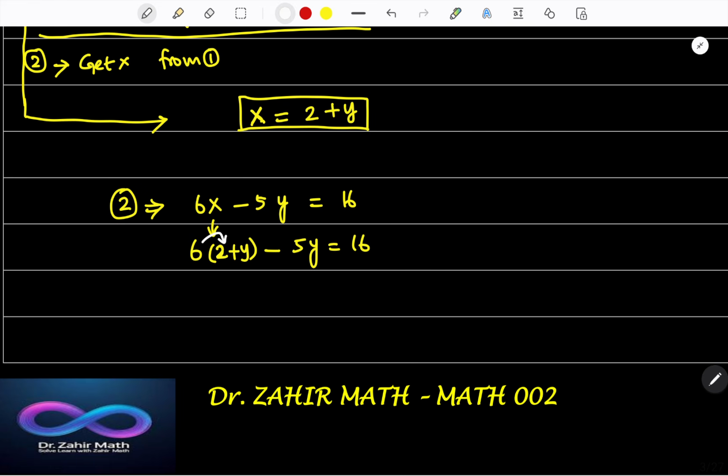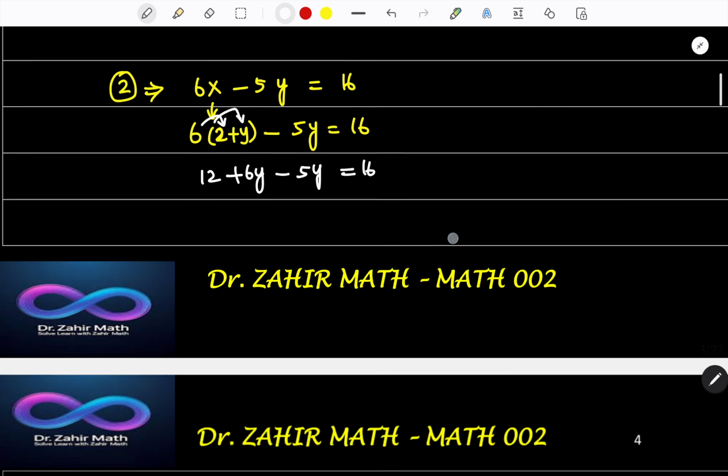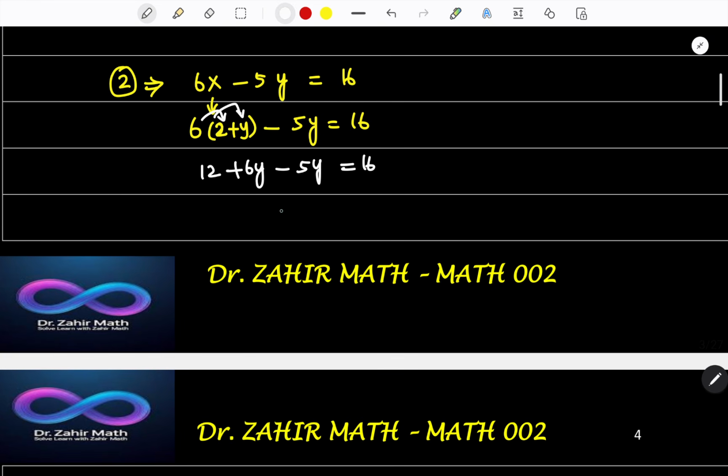6 into 2 is 12. 6 into y is 6y. Minus 5y is equal to 16. So now we are going to simplify. 6y minus 5y is going to become what? y. And the 16 will be here, and the 12 will go that side. So finally you will get what? 16 minus 12, which is y is equal to 4. Let me tell you whether this answer is correct or not. From the calculator I'll tell you.